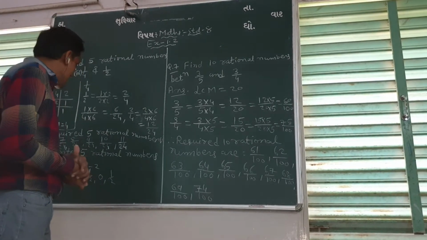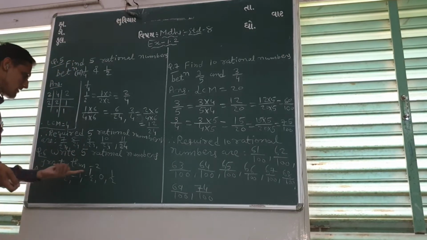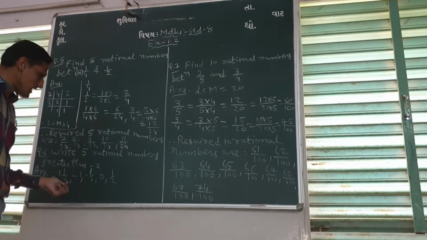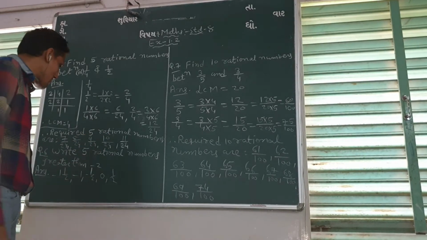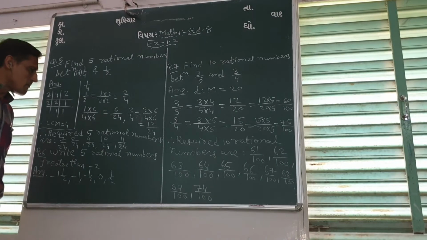Right? So write 5 rational numbers greater than -2. So -1 and a half, -1, -half, 0 and 1 by 2. All these are greater than -2.